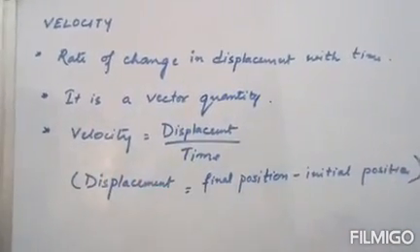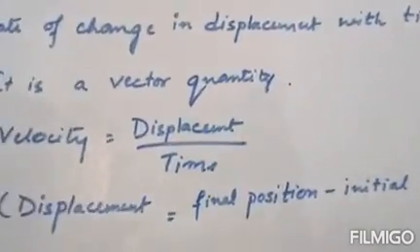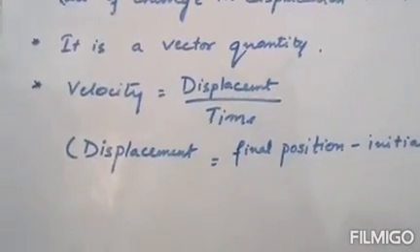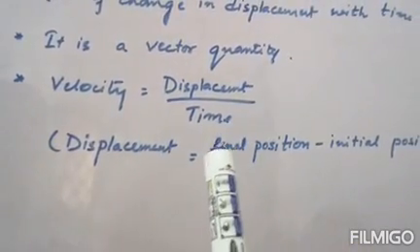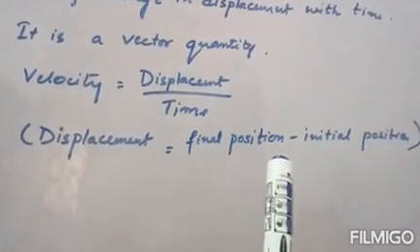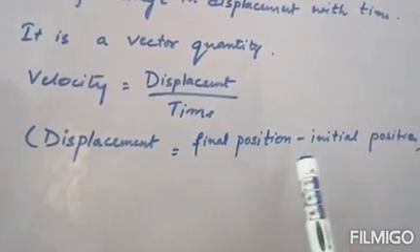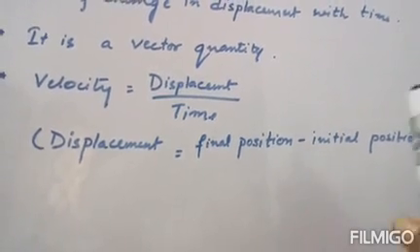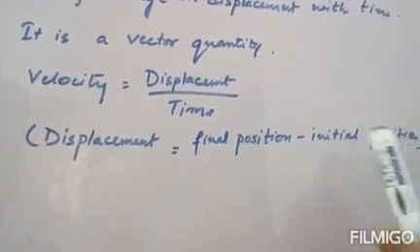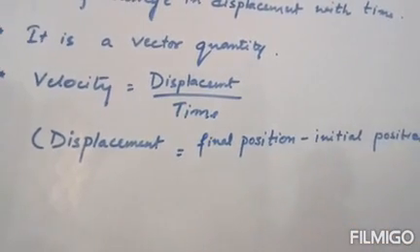It is a vector quantity. Why a vector quantity? It has a direction, so it is a vector quantity. Velocity is defined by displacement by time, and displacement means final position minus initial position. If we subtract the initial position from the final position, we get the displacement.